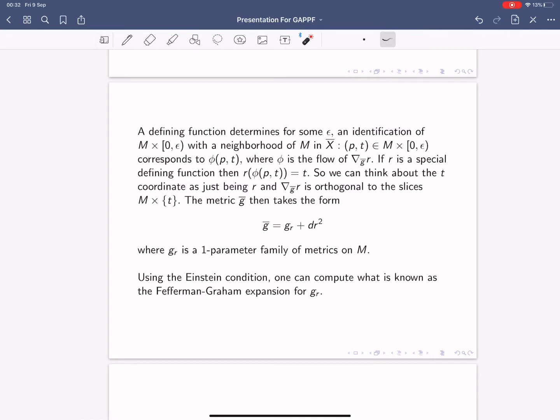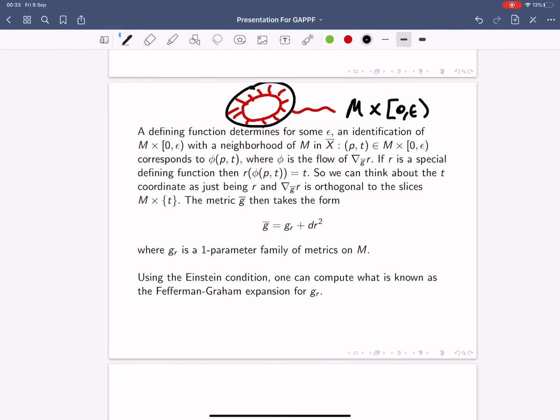So now a defining function. If I draw this picture again, a defining function determines for some epsilon an identification of this collar neighborhood with a neighborhood of M in X bar. So it basically determines a diffeomorphism of some collar neighborhood of the boundary in X with just M cross an interval.